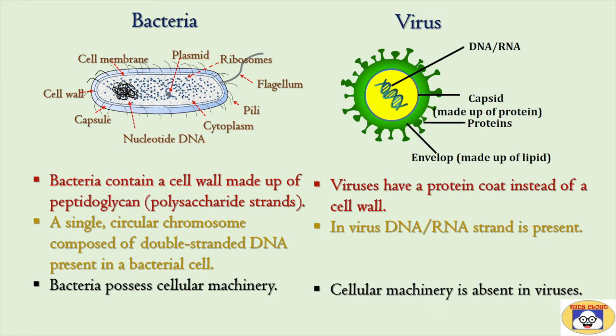The next structural difference in case of bacterial cell is that a single circular chromosome composed of double-stranded DNA is present in a bacterial cell. But in case of virus, DNA or RNA strand is present instead of chromosome. Bacteria possess cellular machinery, while cellular machinery is absent in case of viruses.